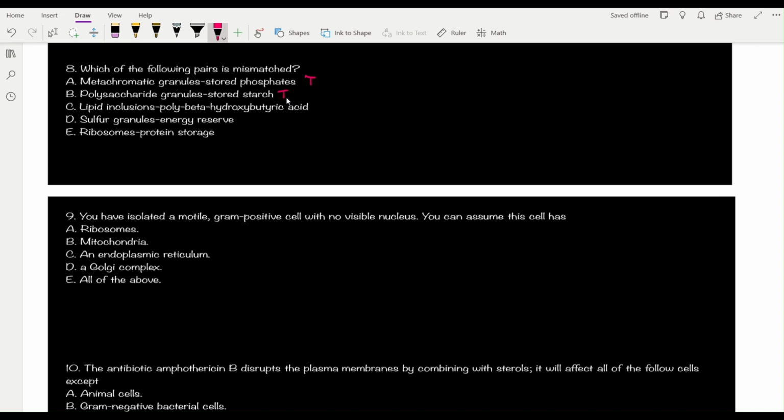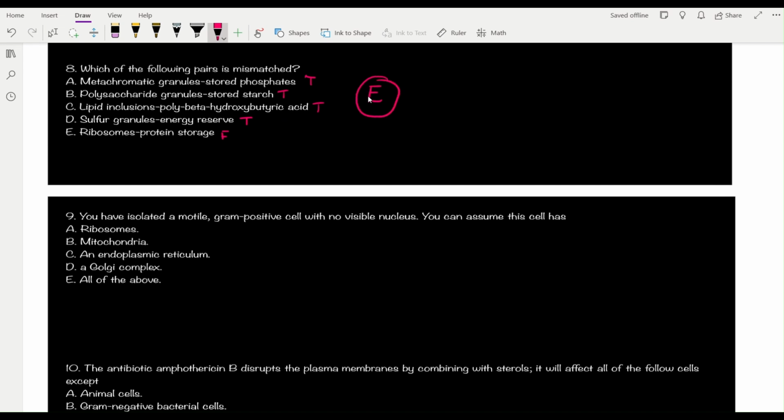C. Lipid inclusions. They consist of poly-beta-hydroxybutyric acid. So that's true. D. Sulfur granules have energy reserves, and that is true. They oxidize sulfur and sulfur-containing components. E. Ribosomes are protein storages. That is false. Ribosomes are the site where proteins are synthesized. So the answer is E.